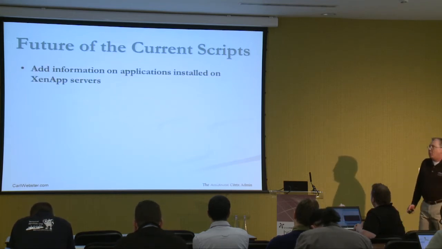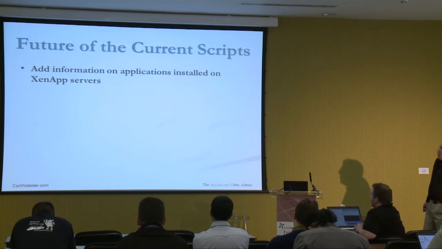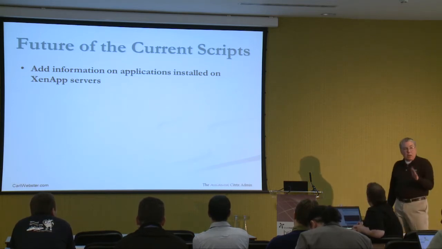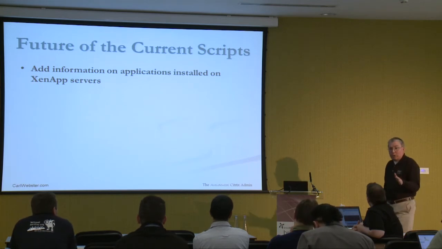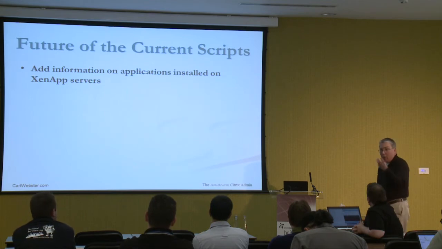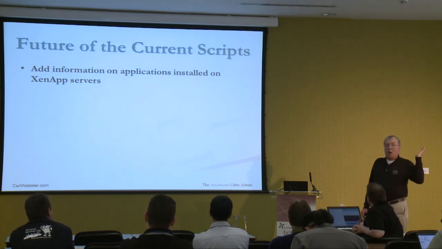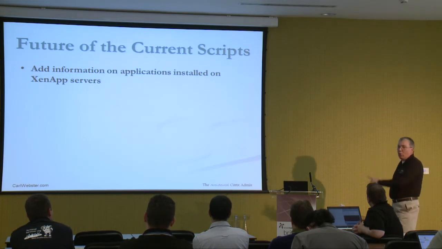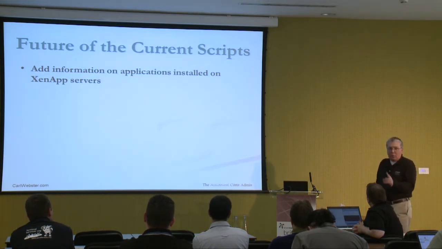So what about the current scripts? There's been a lot of enhancement requests. Add information on applications installed on XenApp servers. That is not easy. Because when you install something like Microsoft Word, you don't get just Word, PowerPoint, Excel, Outlook, whatever. You get lots of miscellaneous software installed. So what all do you want to see on the report? And how do you separate that wheat from the chaff?